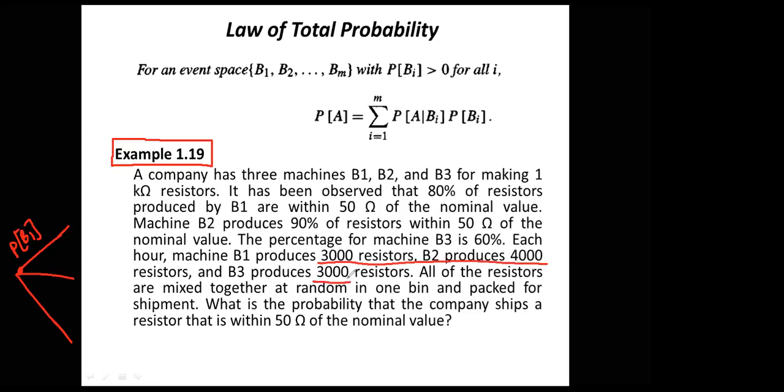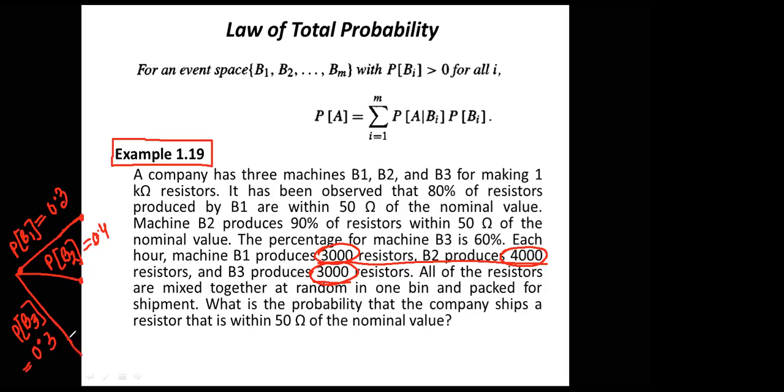If I add, total 10,000 resistors are produced by the machines, and out of the 10,000, 3,000 by B1, 4,000 by B2, 3,000 by B3. So definitely probability of B1 will be 0.3. Probability of B2 will be 0.4, and then probability of B3 will be 0.3. Now we have found B1, B2, B3.